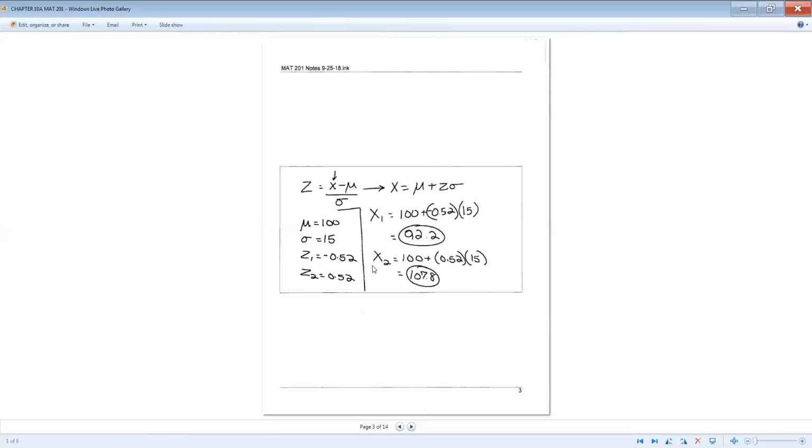And then if I want the second data value that corresponds to the second z-score, plug in 100, plug in the 0.52 and the 15, do your calculation, that's 107.8. So 92.2 will separate the lower 30% of your data, and 107.8 will separate you from the upper 30% of your data.